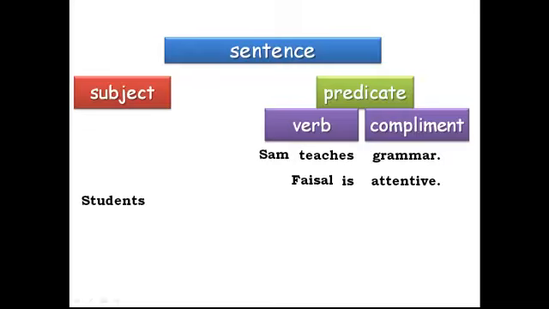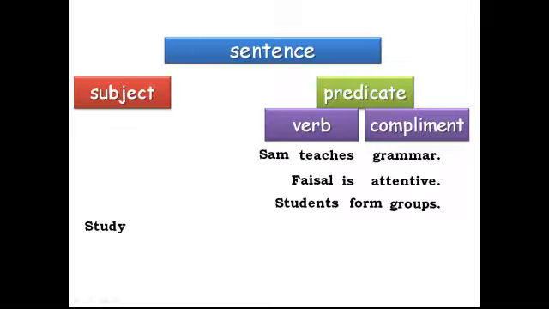Okay, let's look at yet another example. Students, subject, and in the predicate we have form, which is the verb, groups, which is the complement. Altogether we have students form groups, and students form groups is our complete sentence with the subject and predicate, and in the predicate we have a verb and complement. Students is doing it, and groups is receiving it, but it, the action, is formed.